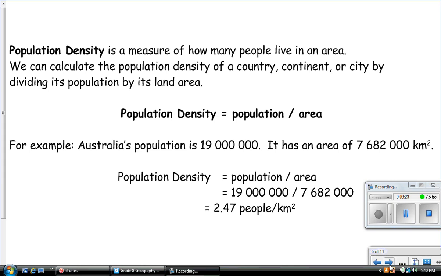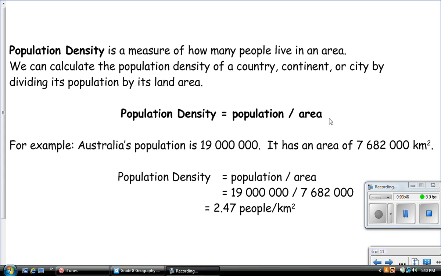Population density is a measure of how many people live in an area. We can calculate the population density of a country, continent, or city by dividing its population by its land area. So here's a formula. Population density equals population divided by the area.